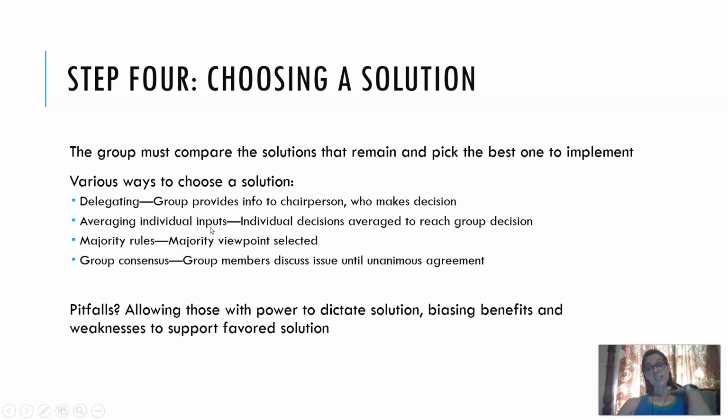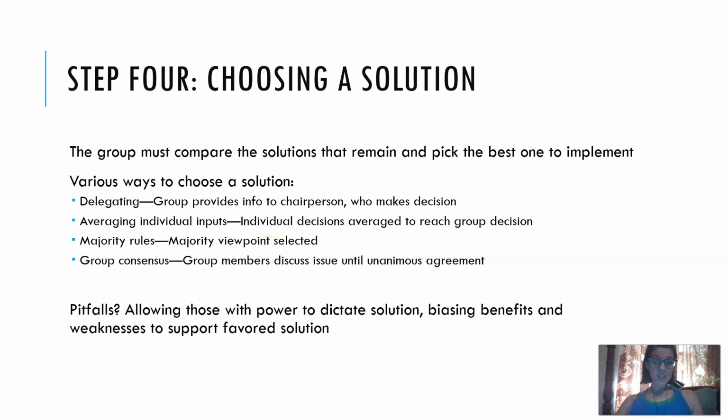So all of these are a variety of different ways to pick a solution, and depending on the kind of group that you have, they might vary in effectiveness. If you have a group with somebody who is very much a contrarian by nature or a devil's advocate by nature, you may not get that unanimous agreement that you're hoping for. The best you may be able to hope for is majority rules.